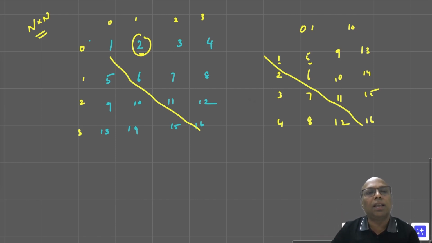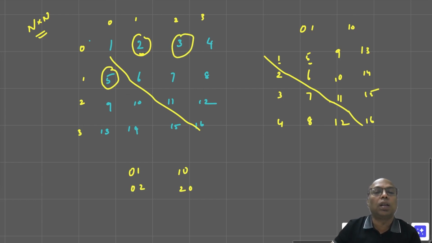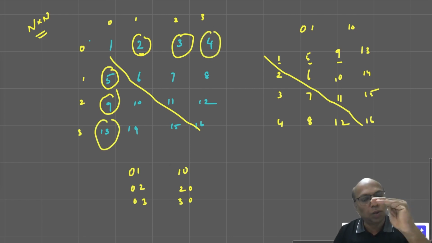Now, what is existing in 0,1 went to 1,0. What is existing in 1,0 went to what? 0,1. What is existing in 0,2 went to 2,0. What is existing in 2,0 came to what? 0,2. Next, what is existing in 0,3 went to what? 3,0. What is existing in 3,0 went to what? Now this row is over.